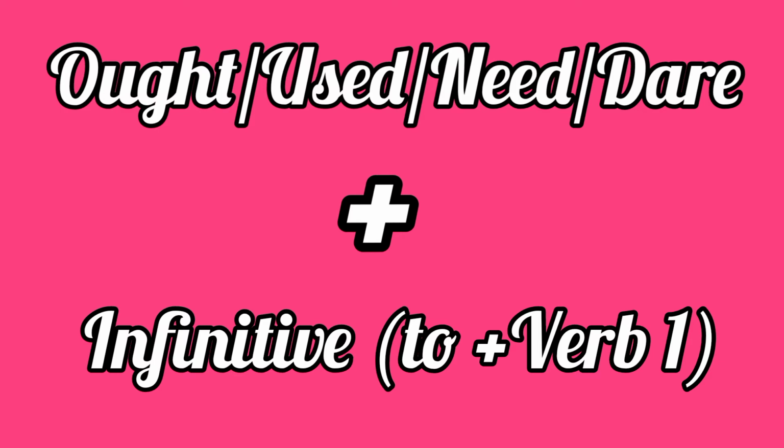While the other modals are followed by the first form of the verb, these four modals take to and the first form of the verb after them. I mean, each of these four modals, ought, used, need and dare, is followed by an infinitive. I mean, to and the first form of the verb in the sentence. That is the difference with these four modals.